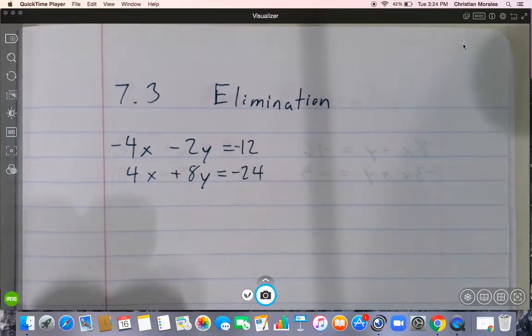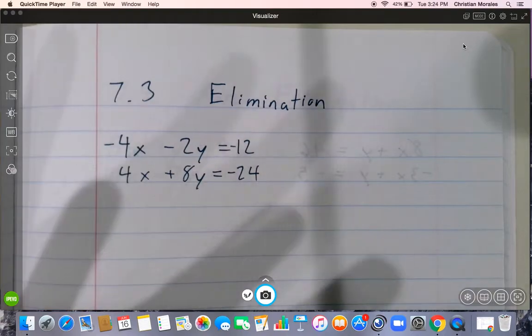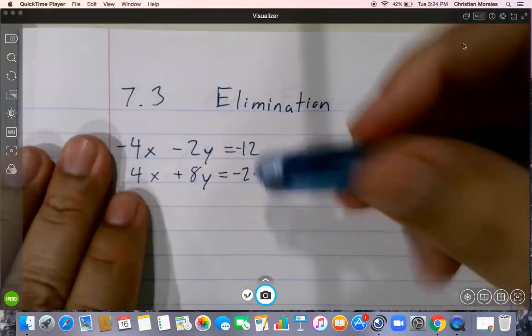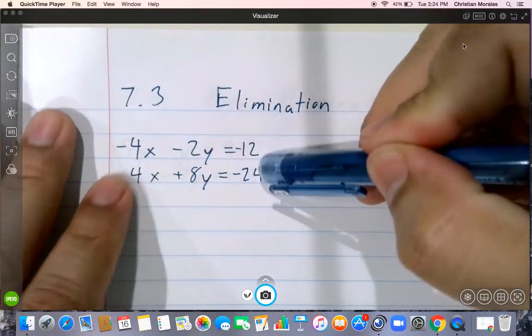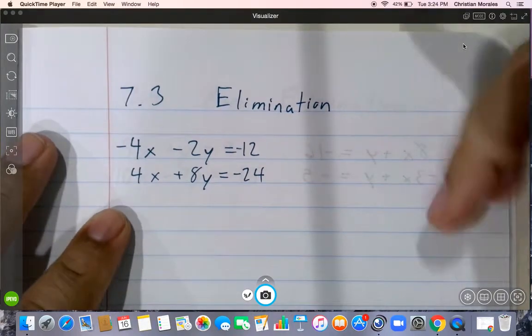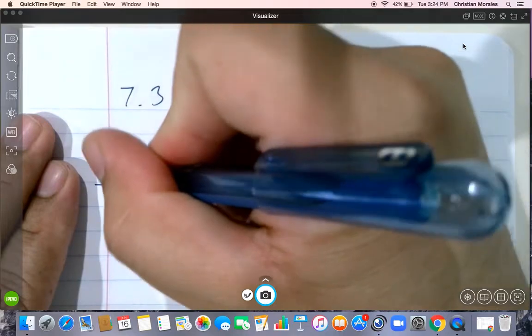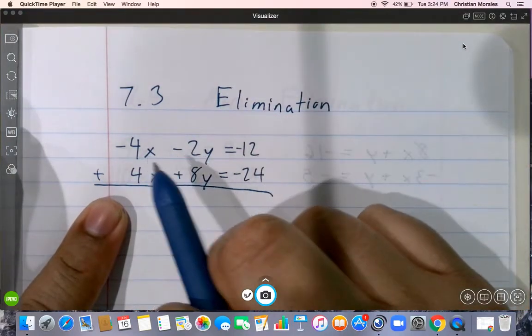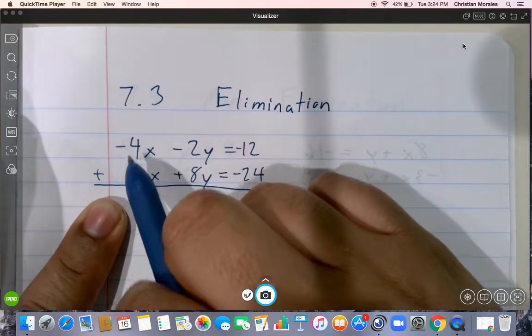In part 3, elimination. So in elimination, you don't see y equals or x equals. What you see is standard form. But what you want to look for is the x is lining up, the y is lining up, the equal signs, the numbers, okay? So when they line up, you are able to combine them by adding them up. And what should happen is one of the variables should cancel out. In this case, the ones that are the same number but different signs.